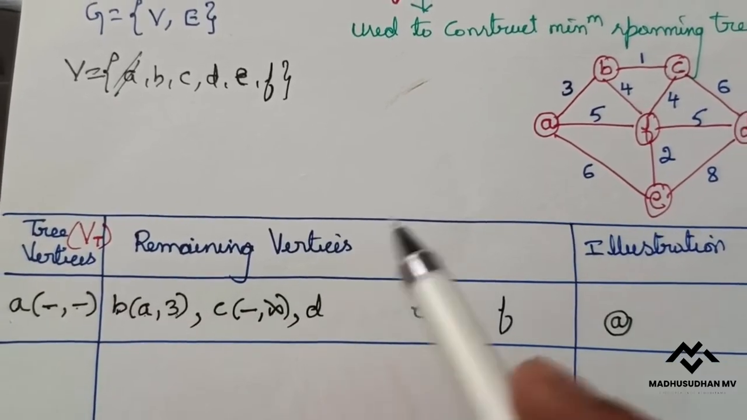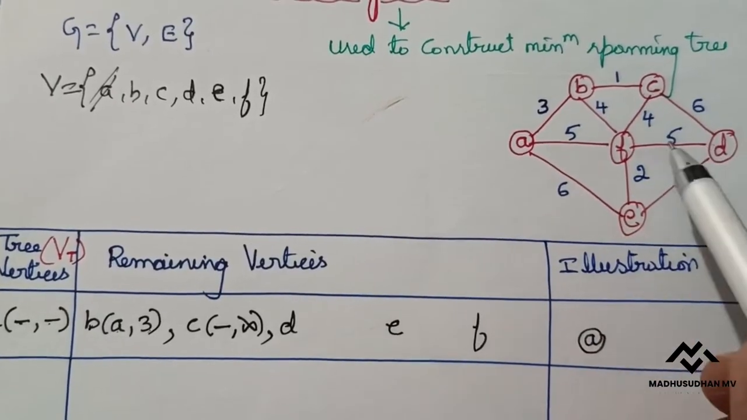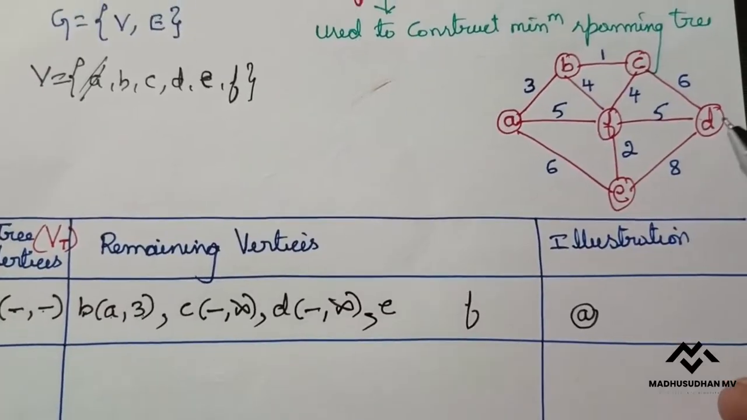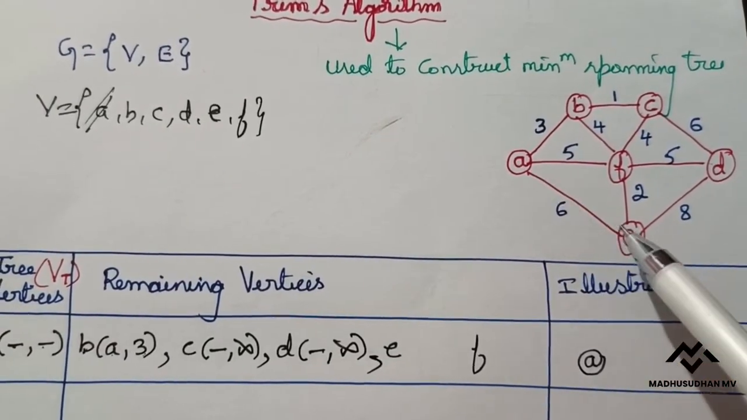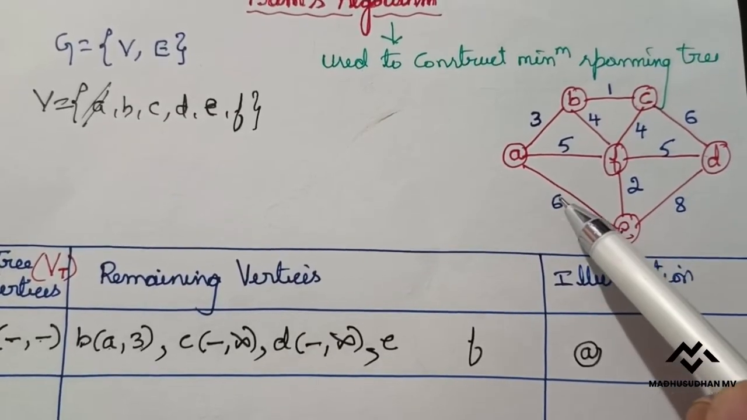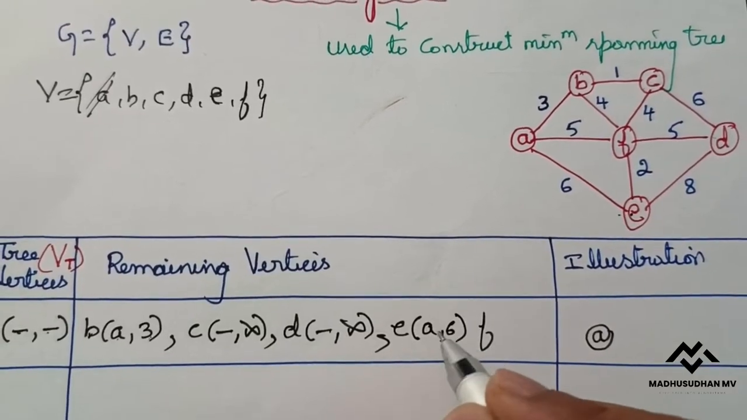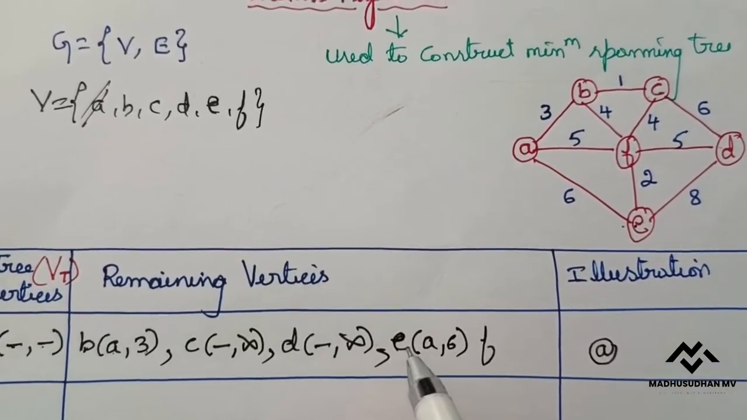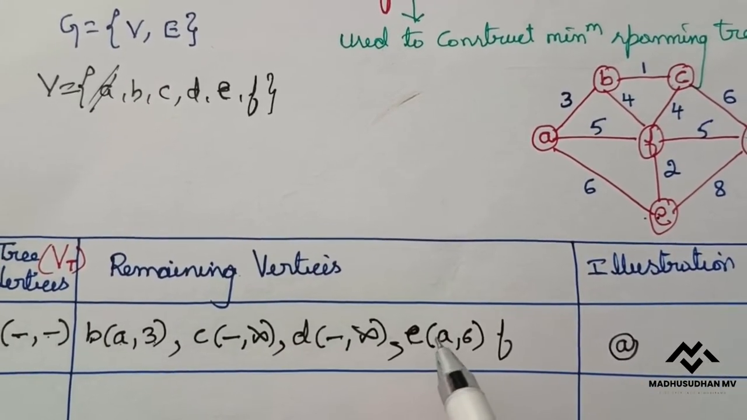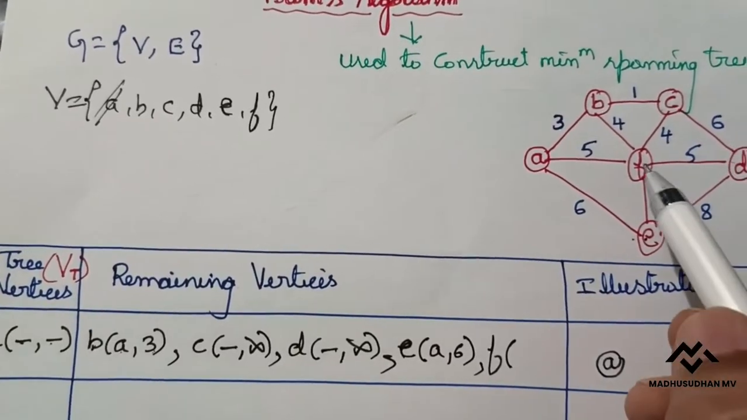Similarly, D is also not directly connected to A, so again I will write dash comma infinity for D. E is connected directly to A, at a distance 6 from A. So I can write A comma 6. That means from A, E is at a distance 6. Okay. Now F is directly connected to A.